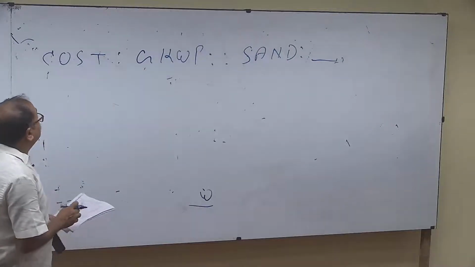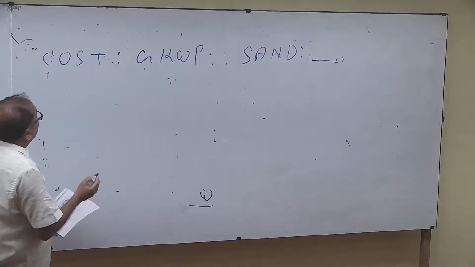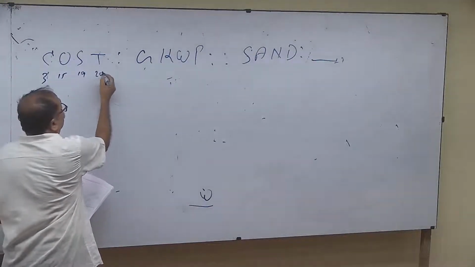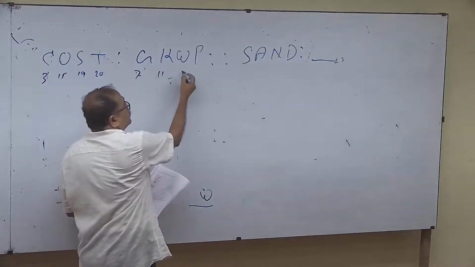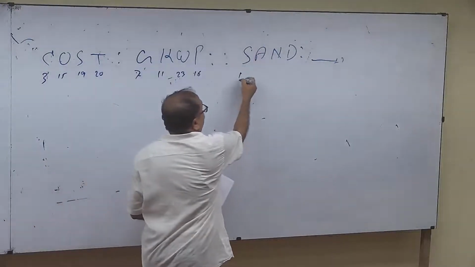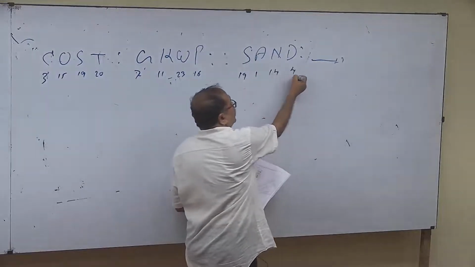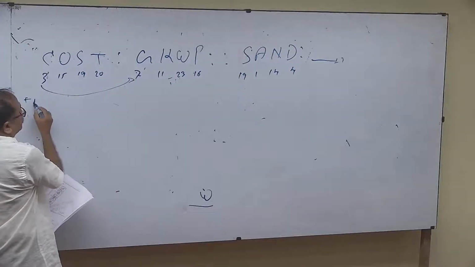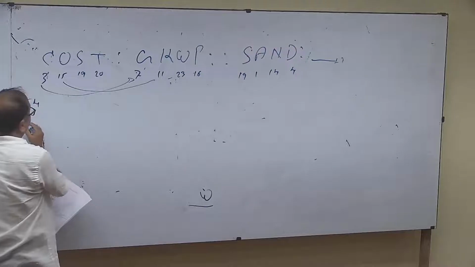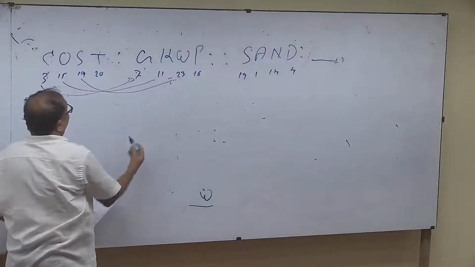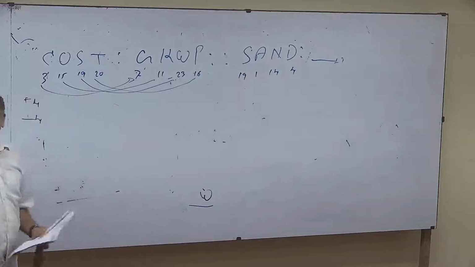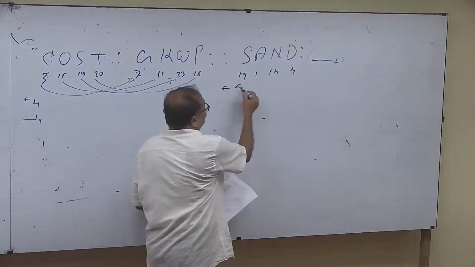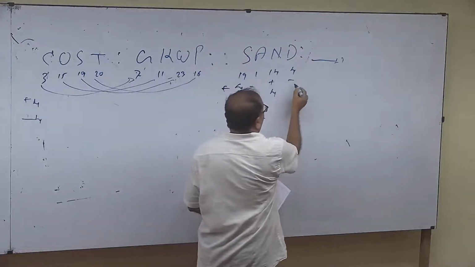So letters and their numbers. This is C, 3, 15, 19, 20 and 7, 11, 23 and 16, 19, 1, 14 and 4. Look at the kind of difference it has: plus 4, okay, and minus 4. From here to here plus 4 and here minus 4. That's right. So go for plus 4, minus 4, plus 4 and minus 4.